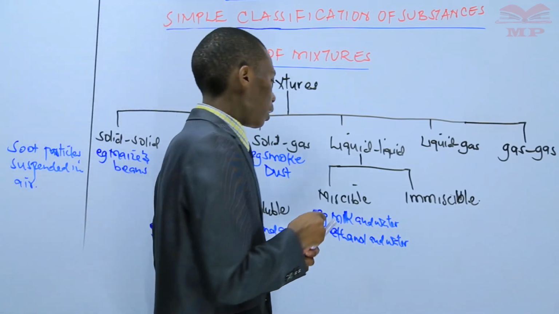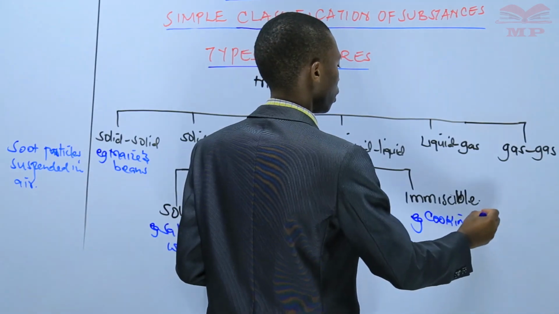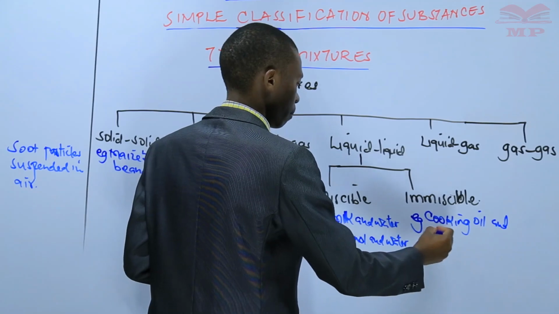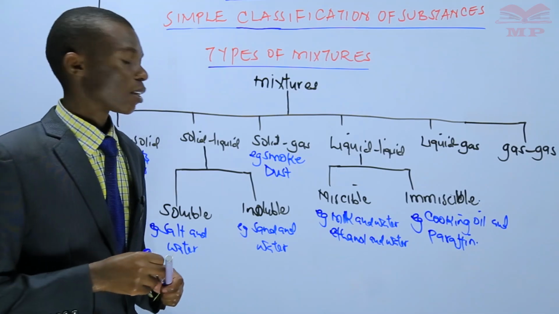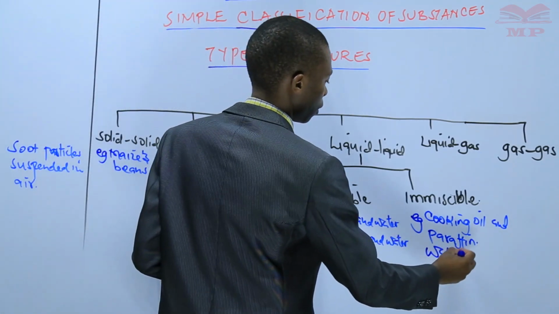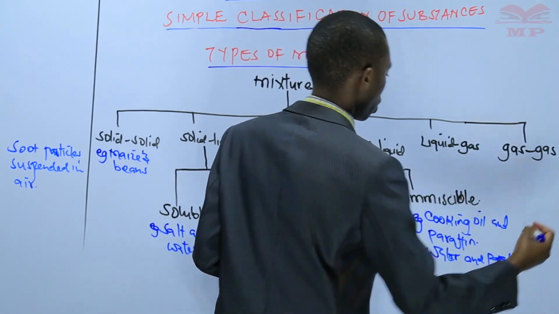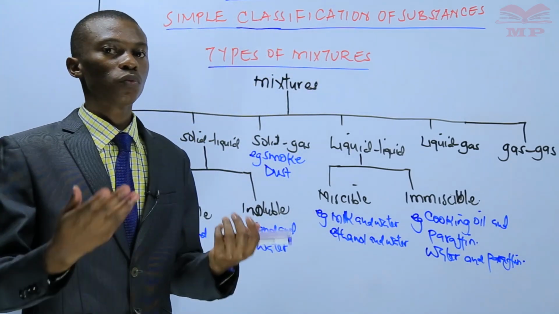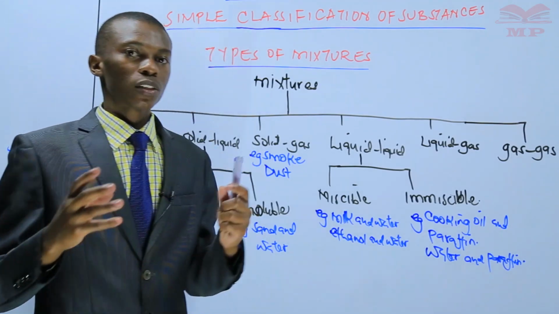So an example is cooking oil and paraffin, or we can have water and paraffin. Those are immiscible liquid-liquid mixtures. They are going to form two layers, and therefore they do not mix completely.